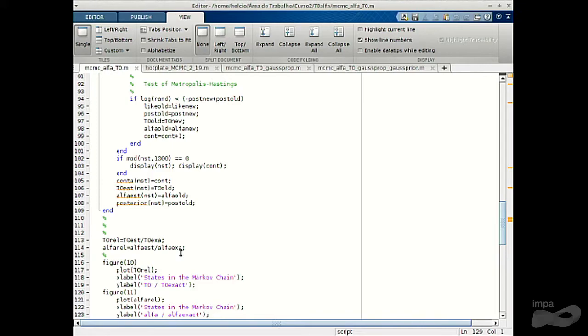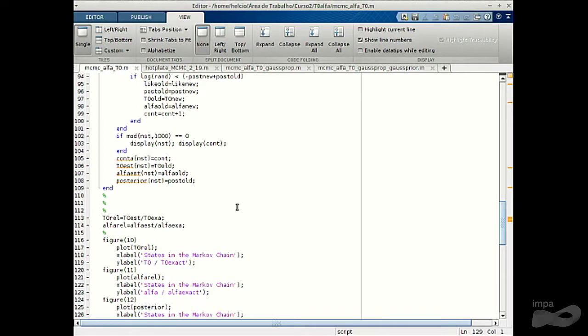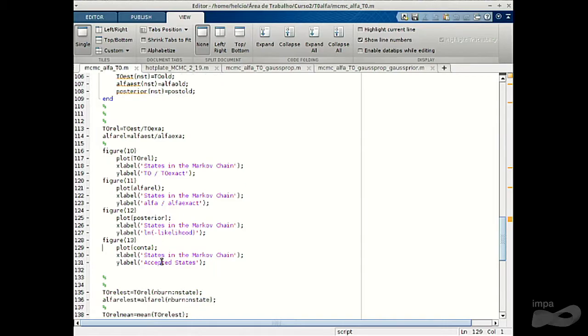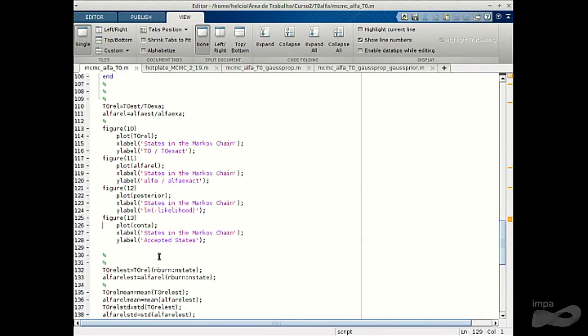This is only to make nice graphs. Then I present a graph with the states of the Markov chain for T0 and also for alpha. And I plot the logarithm of the minus likelihood, and the number of accepted states.